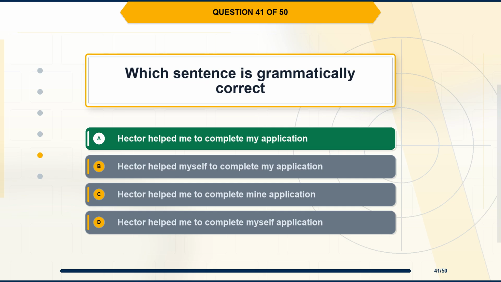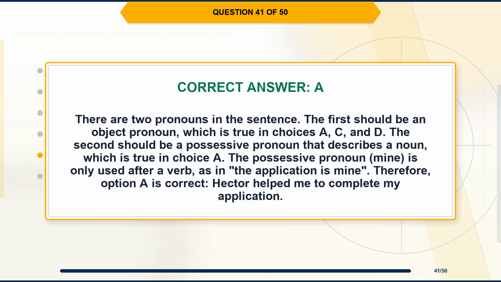The correct answer is option A. Hector helped me to complete my application. Explanation. There are two pronouns in the sentence. The first should be an object pronoun, which is true in choices A, C, and D. The second should be a possessive pronoun that describes a noun, which is true in choice A. The possessive pronoun, mine, is only used after a verb, as in the application is mine. Therefore, option A is correct. Hector helped me to complete my application.